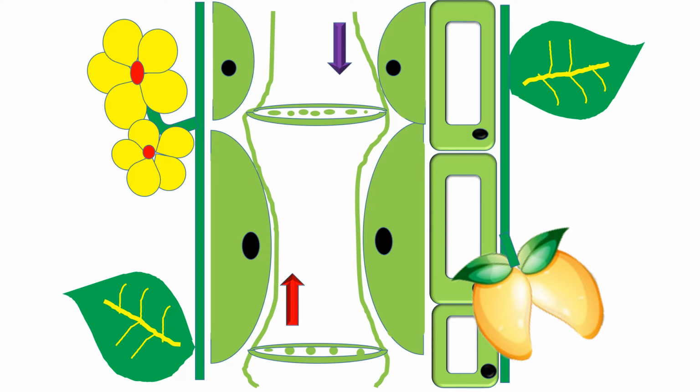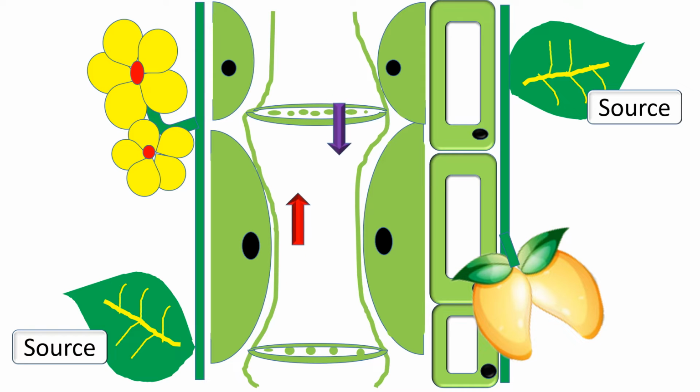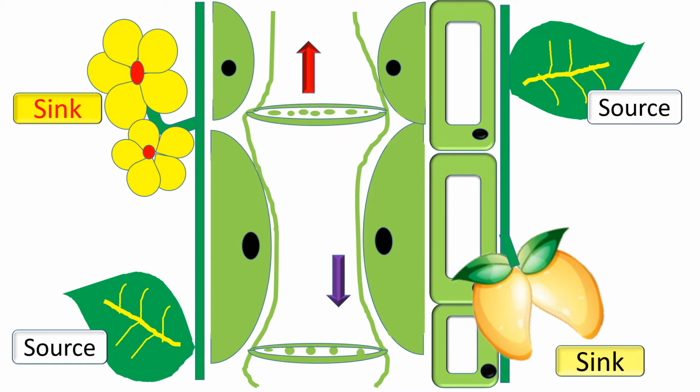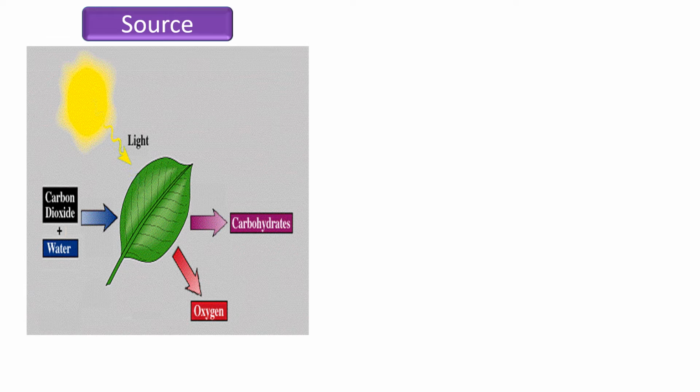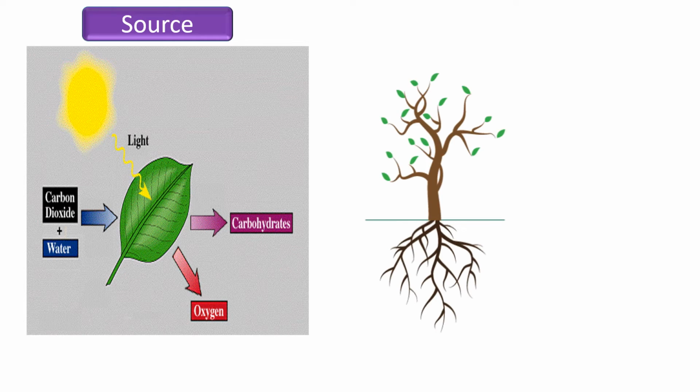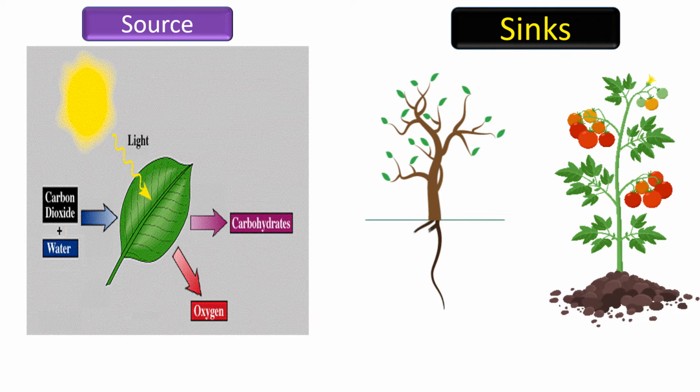Sugar can move along the sieve tube in both the directions, up and down, according to the location of the source and sink. Sugar source is an organ that is a net producer of sugar by photosynthesis or by breakdown of starch. Plant leaves are sources, whereas growing roots, stems, buds and fruits are sinks.